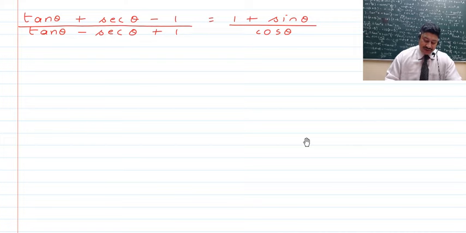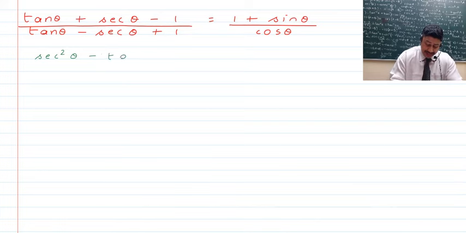Okay, now children, let's look up a simpler method. So quickly I'll remind you of a formula that you've learnt in trigonometrical identities in class 10. That is, sec square theta minus tan square theta is equal to 1.